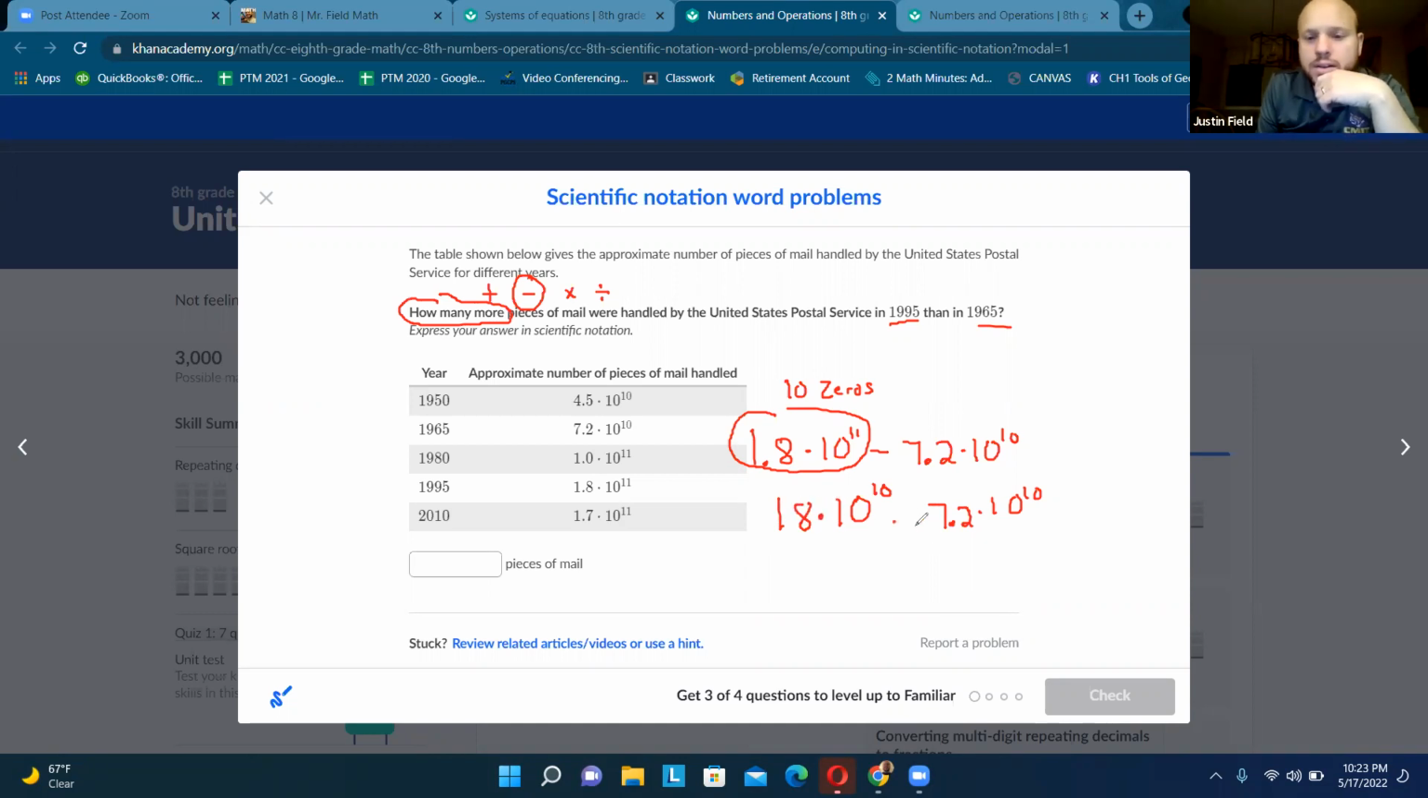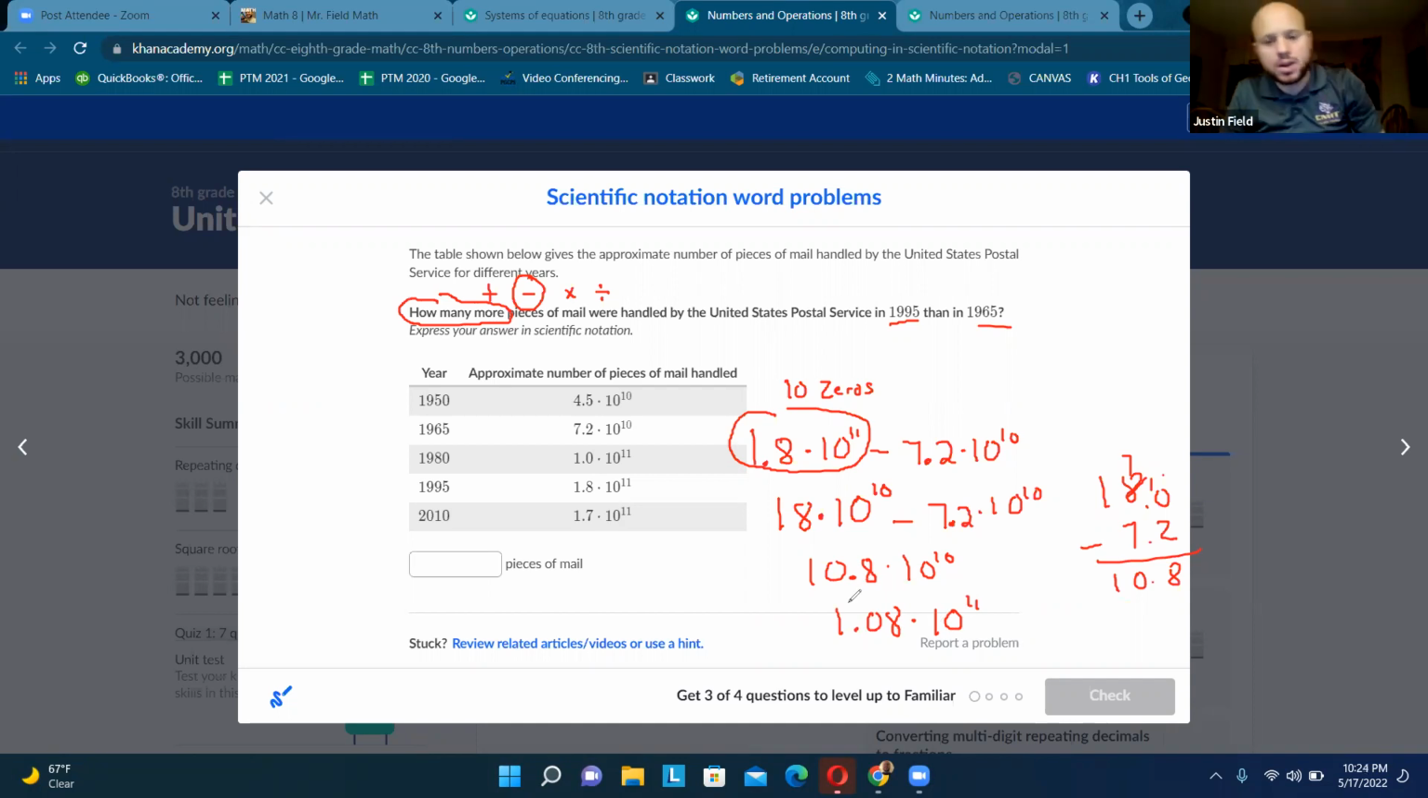All right, that wasn't hard. So now we're going to do 18 minus 7.2. All right, so that'd be 8, 0, 1. So 10.8 times 10 to the 10th. And so 1.08 times 10 to the, what we need, 9 zeros. Oh yeah, it's going to be 11.